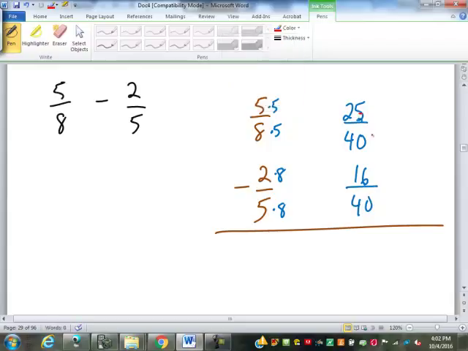And then we subtract. We subtract numerators. 25 minus 16 is 9, and we keep the same name. We keep the common denominator of 40.